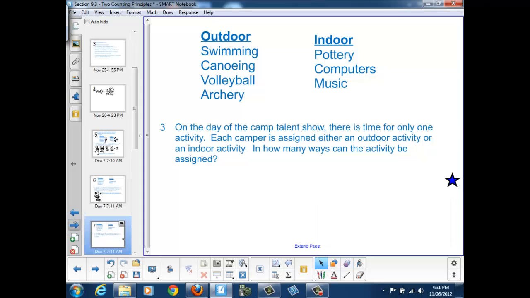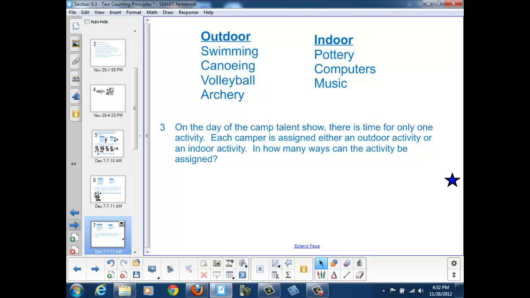Let's look at a third example. All right. On the day of the camp talent show, there's time for only one activity. Each camper is assigned either an outdoor activity or an indoor activity. In how many ways can the activity be assigned?